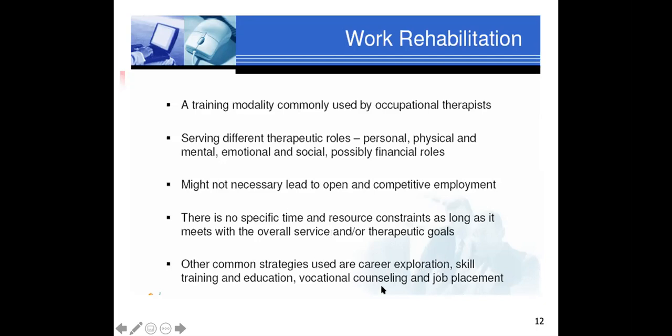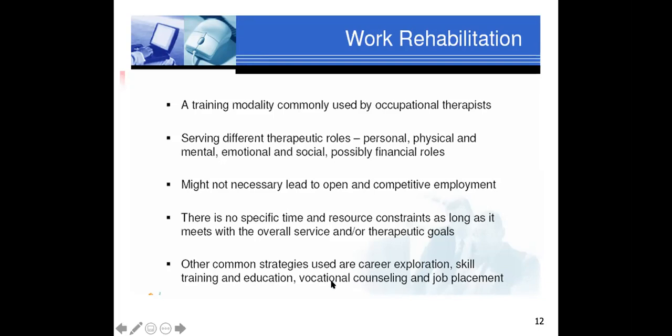So you need to do career exploration. You also need to train and educate. For example, if you have a traumatic brain injury, you have lost your spatial perception and your cognitive process is slow. So you need to train and educate this patient. Sometimes you do vocational counseling. You need to counsel them based on their interest, and based on their physical and mental capacity.